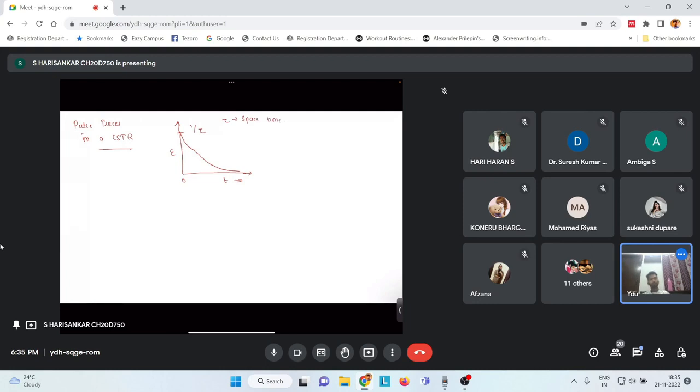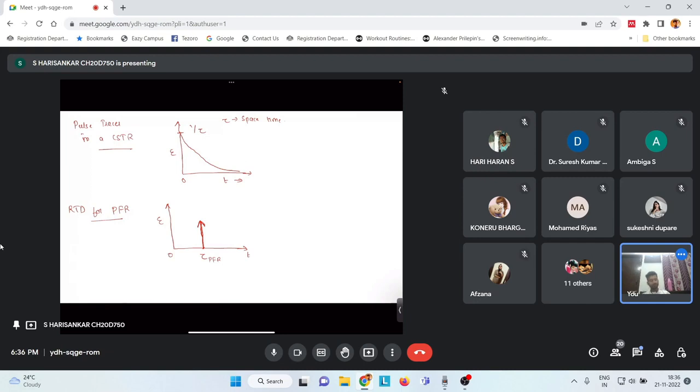Similarly, you can have RTD for a PFR. For a PFR, it will basically be your Dirac delta function, a straight impulse curve like this. And the time at which this function occurs is your tau for the PFR, right?